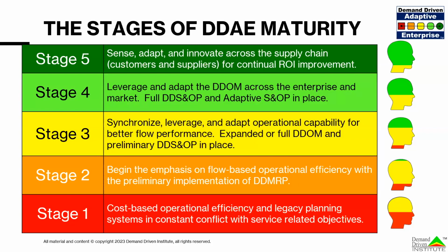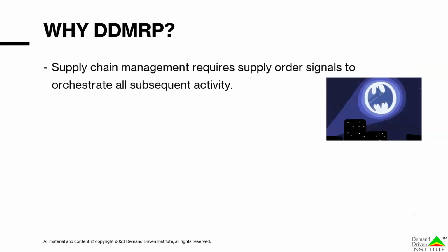Now, the big question is, why? Why is that the initial step where we dip our toe in the water? Let's talk about it. So why DDMRP? Every type of supply chain management requires an initiating signal. It prompts activity, right? Whether you're in the MPS world or the DDMRP world, whatever type of supply chain management you're in, you can't manage supply chains without an initiating signal of what to build.